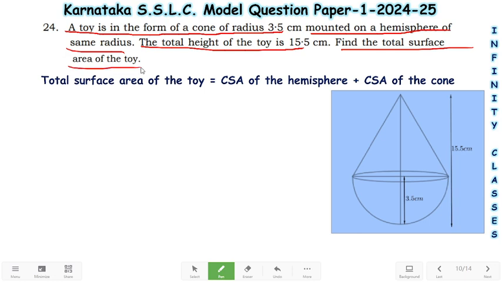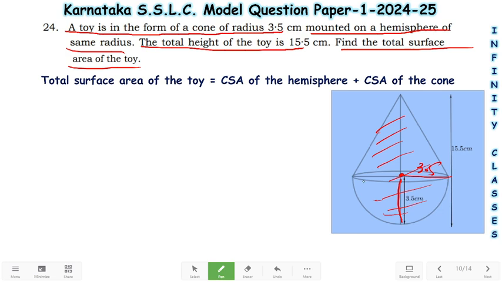Why total surface area? It means it is a totally closed figure here. So we have to find this total surface area of the toy. See here, this is the cone and its radius is 3.5 here, and this is the hemisphere.